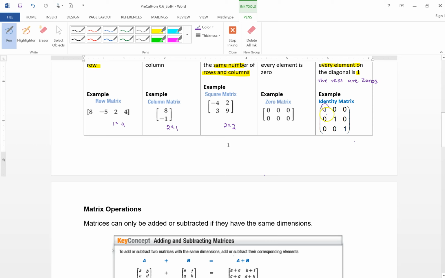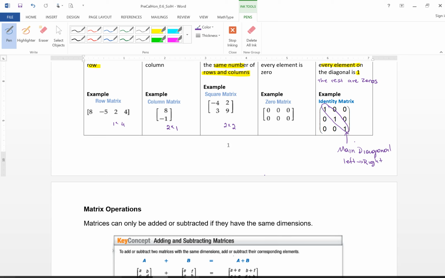Okay, so the diagonal going from left to right is called the main diagonal. They're square, but they don't have to be 3 by 3. Do they have to be square? Yes or no. So you could have a row of zeros underneath, but basically the main diagonal must be a 1.